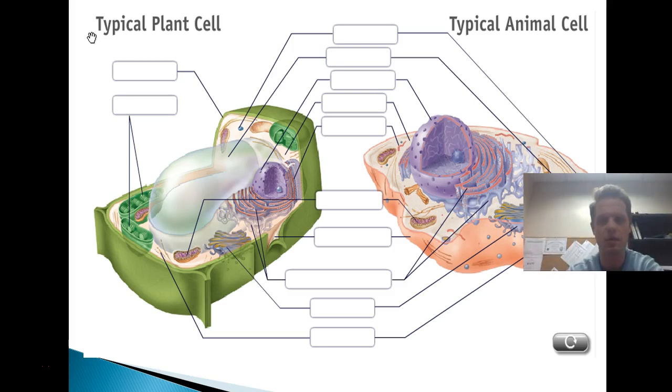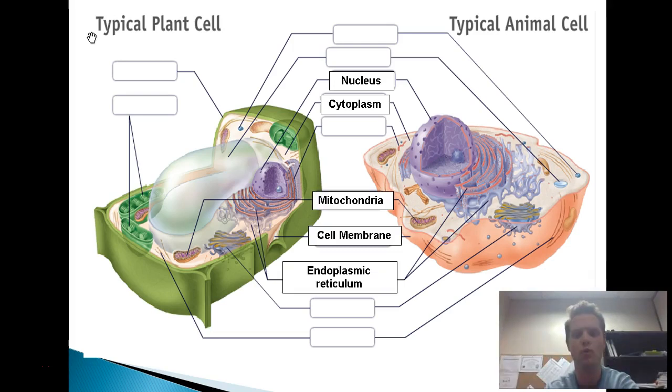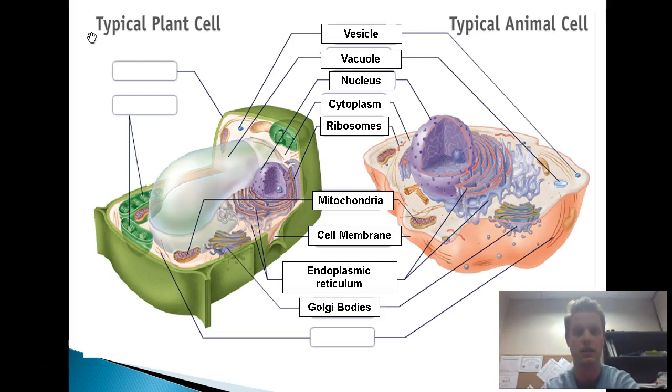So let's take a look at a typical animal cell. Animal cells have the exact same organelles as a plant cell, except a plant cell has two unique ones. So let's run through them quickly. Cytoplasm. They both have cell membranes. They both have a nucleus. They both have mitochondria. They both have something called the endoplasmic reticulum. They both have ribosomes. They both have Golgi bodies. They both have vesicles. They both have vacuoles. And they both have cytoskeletons. A plant cell has a cell wall and has chloroplasts.